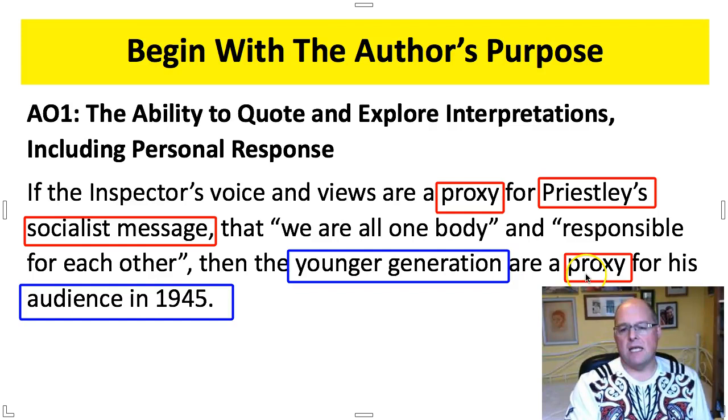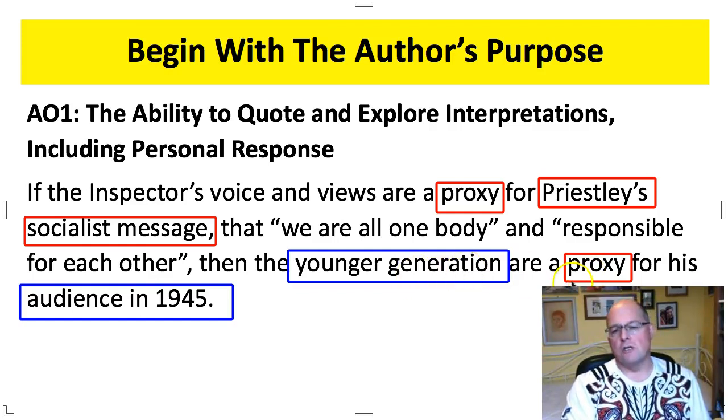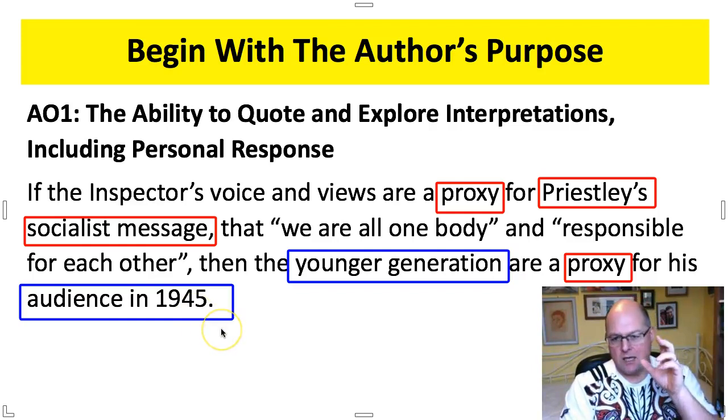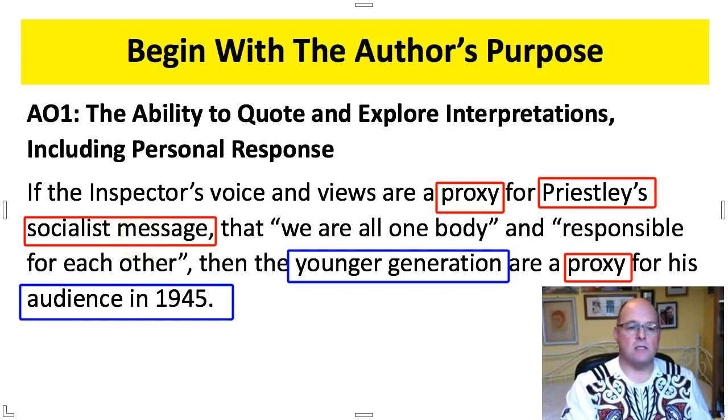Now I've used this again here where I've said the younger generation are a proxy for the audience in 1945. So hopefully you can see how I've explored the author's purpose, mentioning their name, using this idea of a character or a thing being a proxy, and relating it to some kind of purpose and message in the text. Okay, well let's have a look at our next screen.